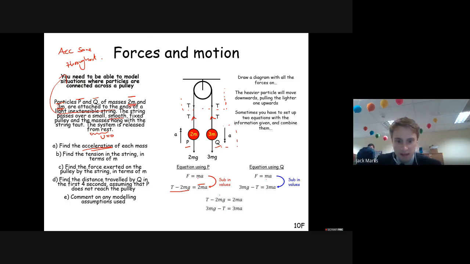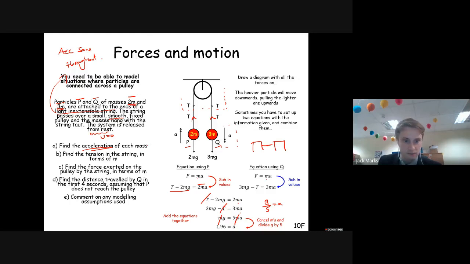Well, if we add them together then, t plus minus t, that's going to disappear. 2ma and 3ma is 5ma, a little bit like we saw with the connected particles earlier. We end up with simultaneous equations, and this is our final equation, put them together. So minus 2mg plus 3mg is mg, and 5ma. And like I said, often the m's are not a problem. You can see here that they cancel out. So a is going to be g, which is 9.8, over 5.